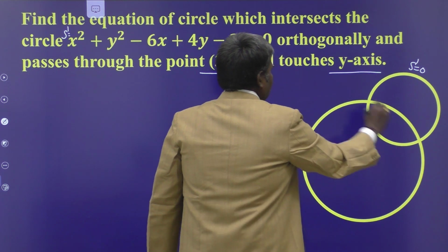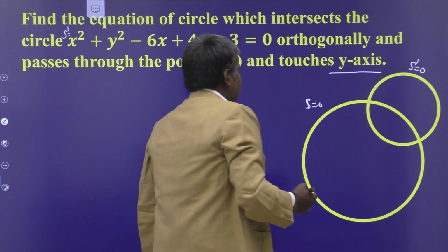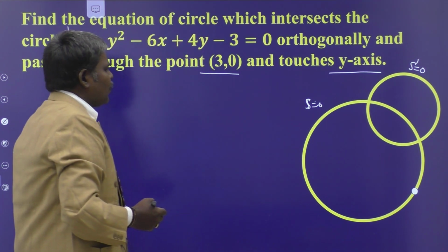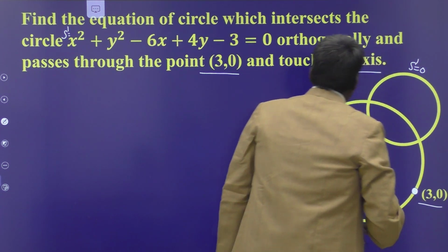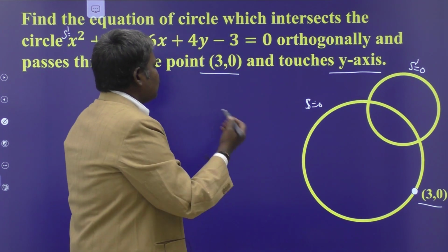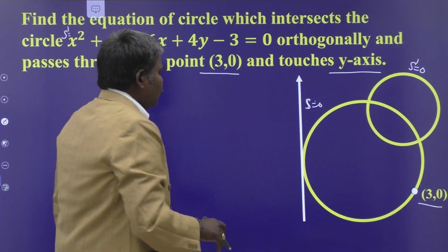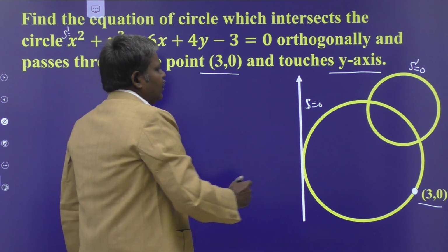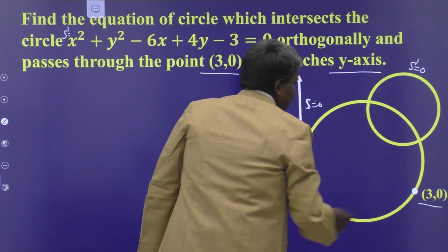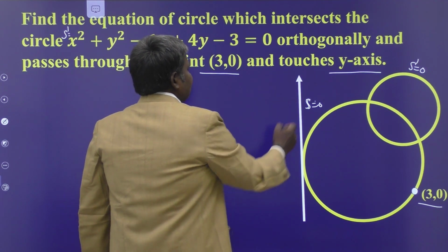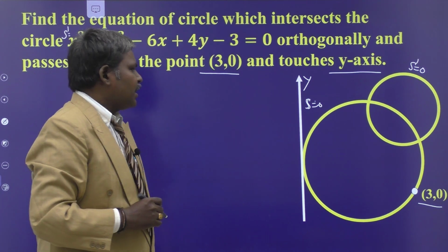This is my required circle, s equal to 0. What is the role of the circle now? It intersects s dash equal to 0 and passes through the point 3, 0. This is my point 3, 0. And it touches the y-axis. This is the y-axis. So these are the 3 conditions. One is intersecting s dash equal to 0 orthogonally, second one is passing through 3, 0, and the third condition is touching the y-axis, that is x equal to 0. Its equation is x equal to 0.